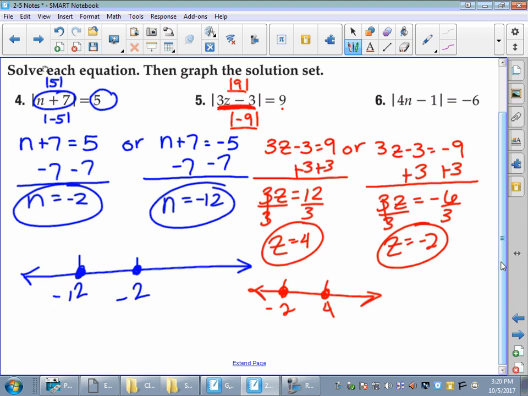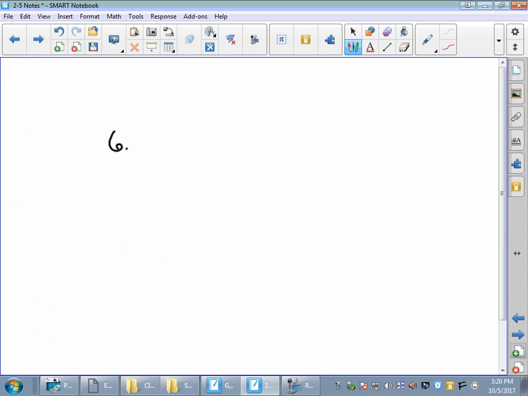Okay, so the absolute value of 4n minus 1 is equal to negative 6. So I know that there are 2 numbers that have an absolute value of 6. I know that 6 has an absolute value of 6, and I know negative 6 also has an absolute value of 6. The problem with this problem is it's not saying we have an absolute value equal to 6. It's saying negative 6. There's no such thing as a negative absolute value. So be careful here. If I see absolute value equals negative, there's no such number, no solution.